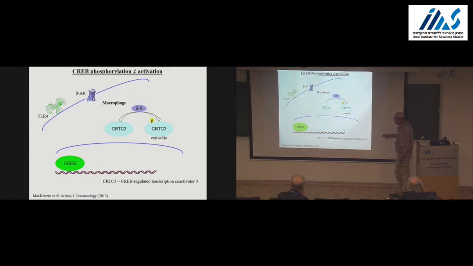Of course, when you stimulate the cells with LPS, you stimulate the activity of another kinase, MSK1. It's doing the same job on CREB, but it doesn't do anything to CRTC3, and that's why we don't get CREB-dependent transcription.